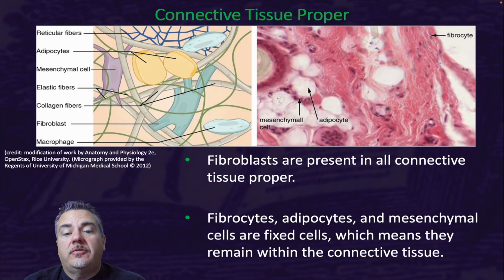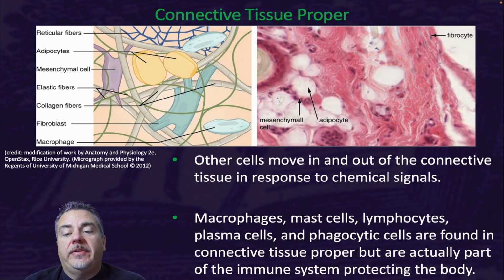So, for connective tissue proper, fibroblasts are present in all connective tissue proper. Fibrocytes, adipocytes, and mesenchymal cells are fixed cells, which means they remain within the connective tissue. Other cells move in and out of the connective tissue in response to chemical signals. Macrophages, mast cells, lymphocytes, plasma cells, and phagocytic cells are found in connective tissue proper, but are actually part of the immune system protecting the body.